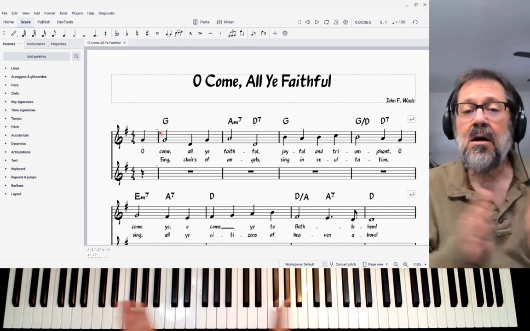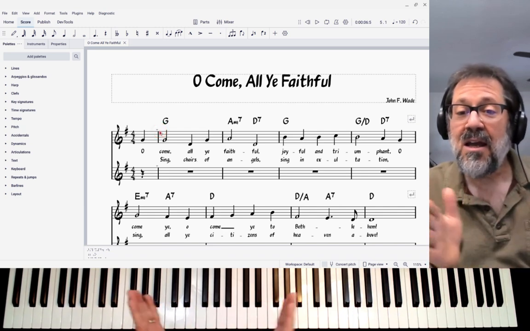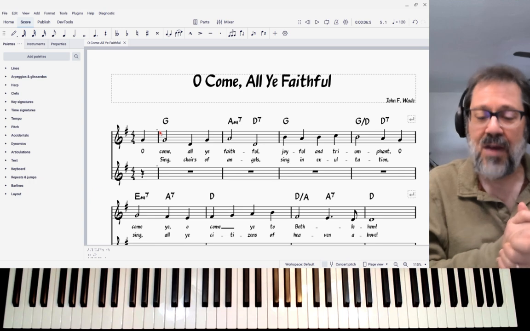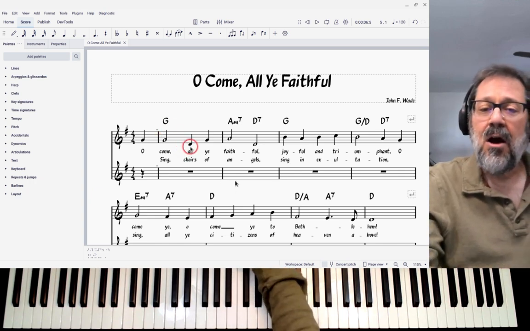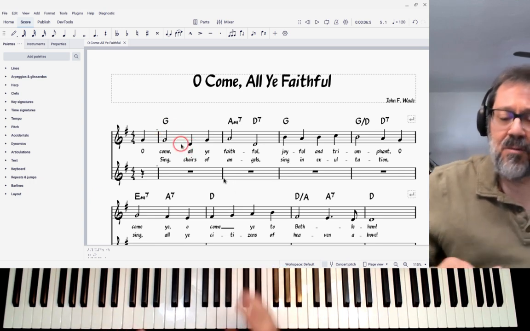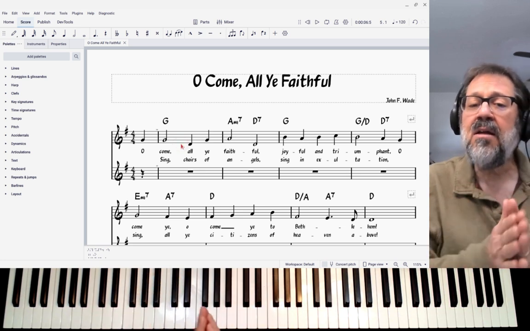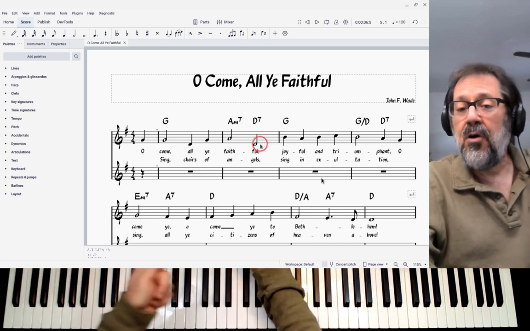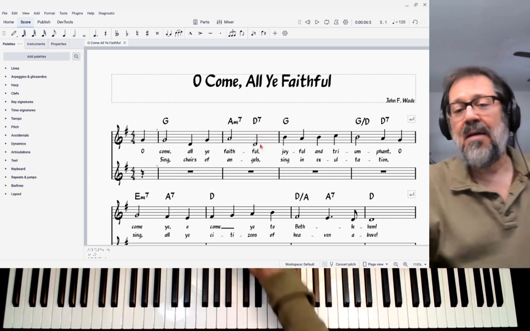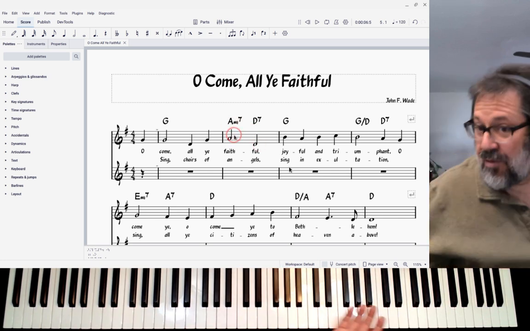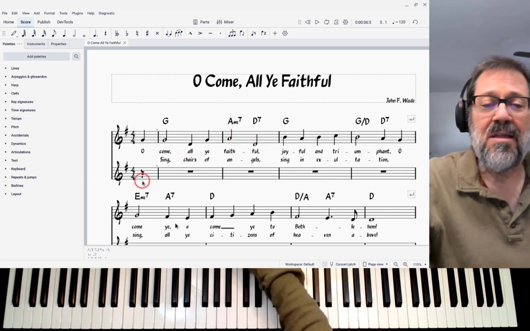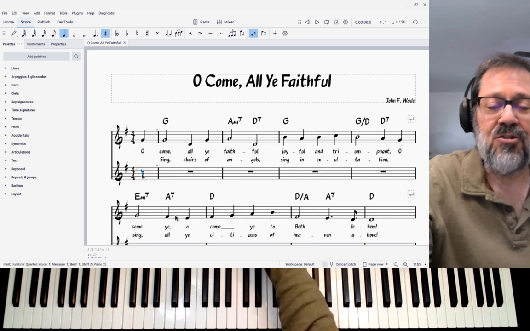Oh, come, all ye faithful. Obviously, we're doing Oh, come, all ye faithful. If I take all and just move it half a beat early, oh, come, all ye faithful. And I also put full half a beat early. I picked on those because there was room to move them early, right? So that gives me some syncopation right there.